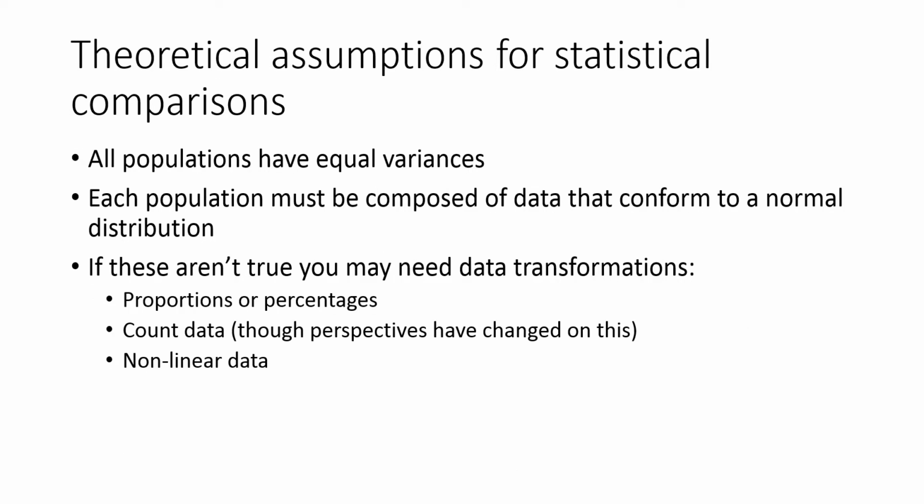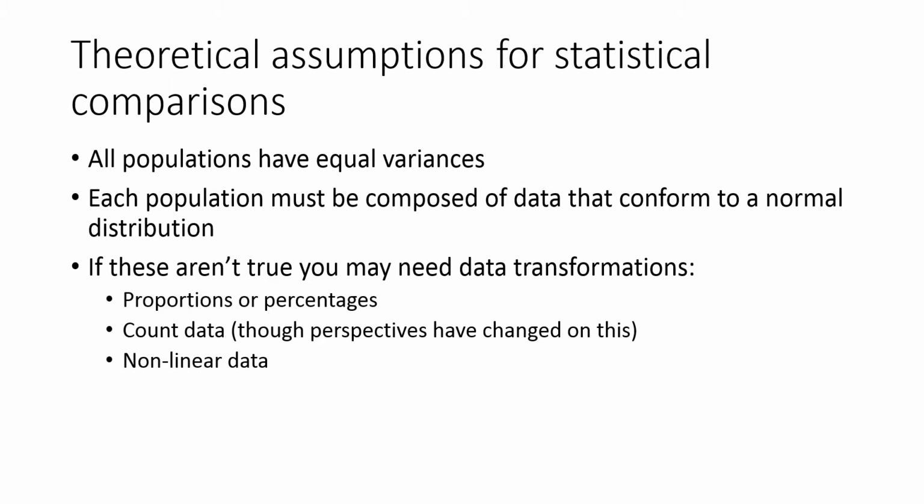Theoretical assumptions for statistical comparisons. Generally, for many statistical comparisons, and there's often sort of asterisks to these, we expect that the populations we're trying to compare have equal variances. And generally, most of the commonly used statistical tests assume that your population is composed of data that conform to a normal distribution. And those are things you often want to look for prior to doing your data analysis, seeing how badly you are violating these assumptions.